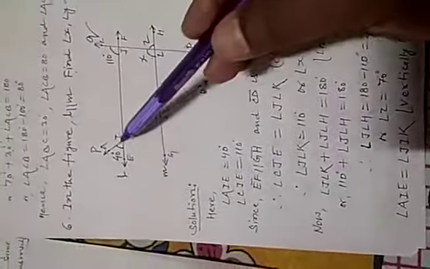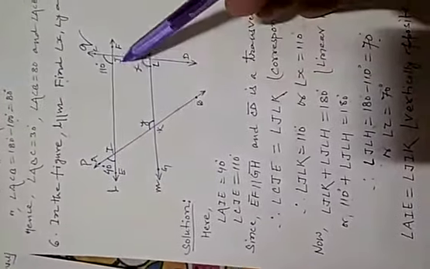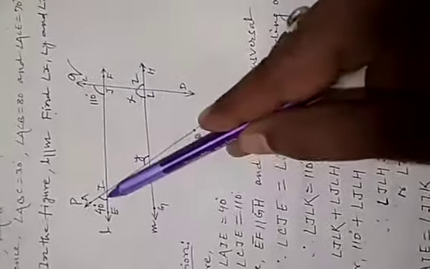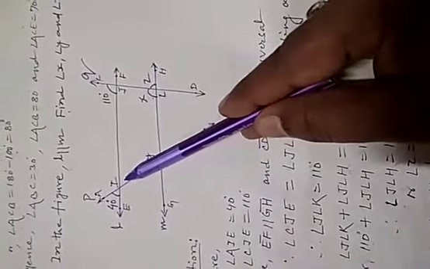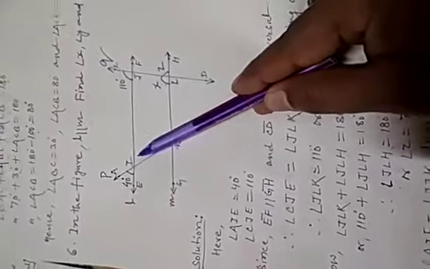Now, angle AIE is equal JIK. Vertically opposite angle. This angle is equal this angle, vertically opposite angle. Therefore, angle JIK is equal 40 degree.